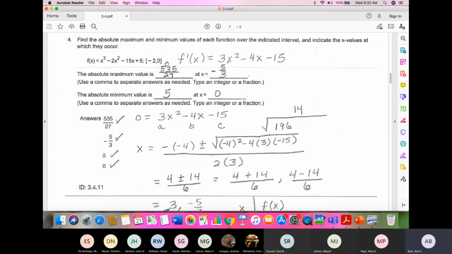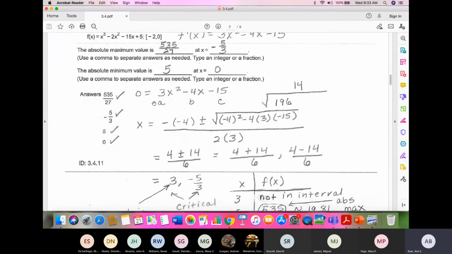What's very, very important is to realize that we're working on this interval. This means if we're going from left to right along the x-axis, we start and include -2, and we want all the numbers in between -2 all the way to 0, including 0.